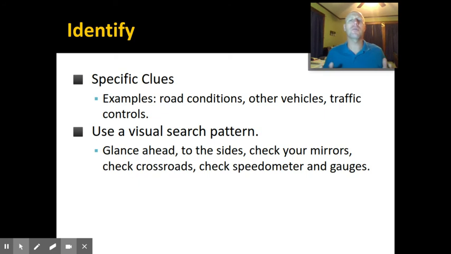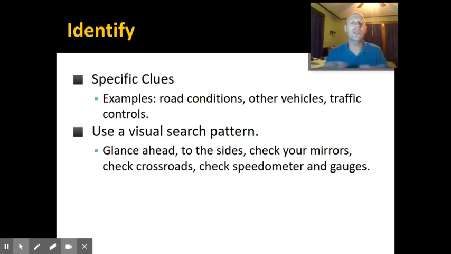So the things that are important to your driving task are things like, what are the road conditions? Am I on a paved road or a gravel road? Is it wet? Is it dry? Is it icy? Those kinds of things. What other vehicles are around? The color of those vehicles isn't important, but the presence of those vehicles is important. What kind of traffic controls are around? And here we're talking about things like stop signs and yield signs and traffic lights and all of that kind of stuff. The only way to gather the necessary information is to use a visual search pattern.